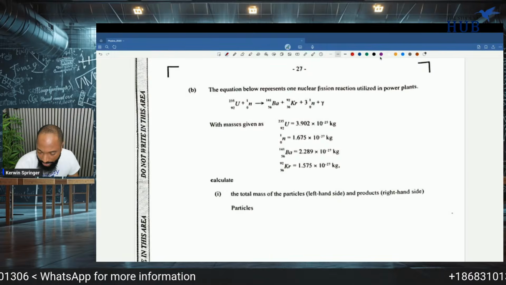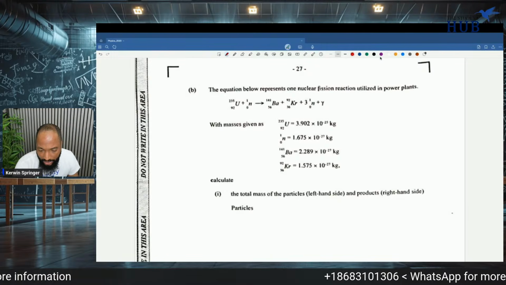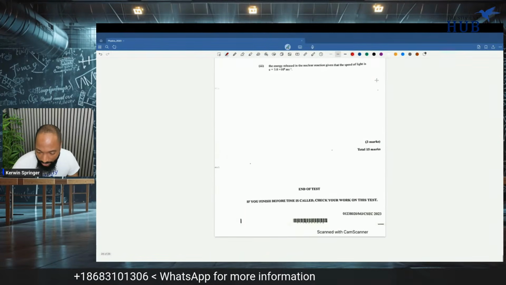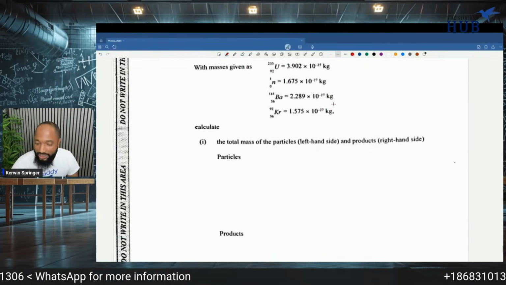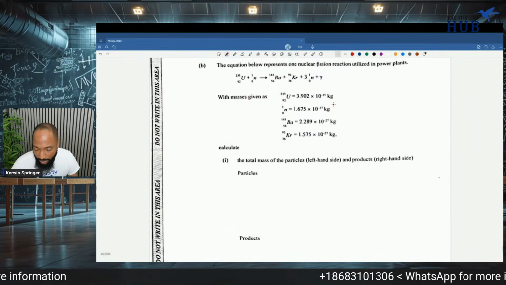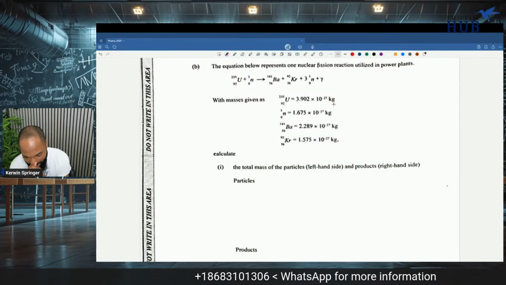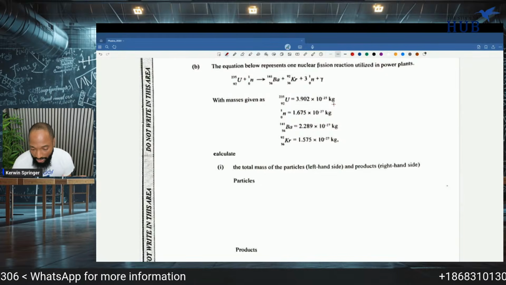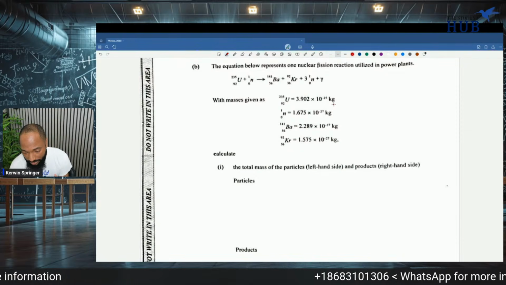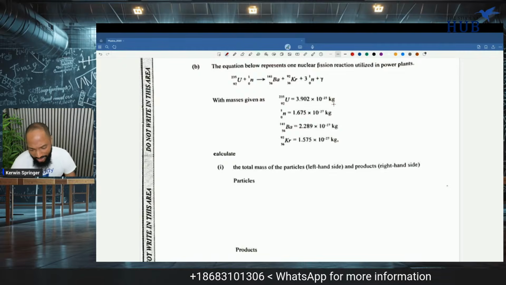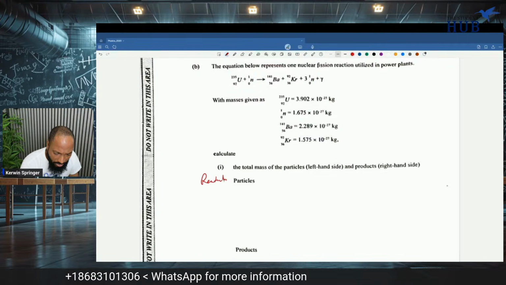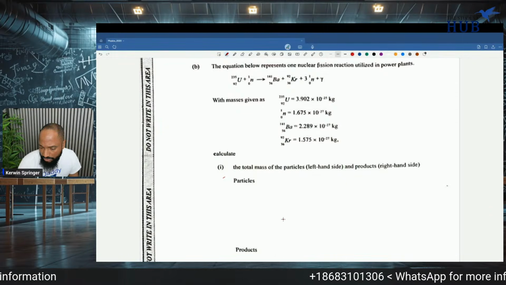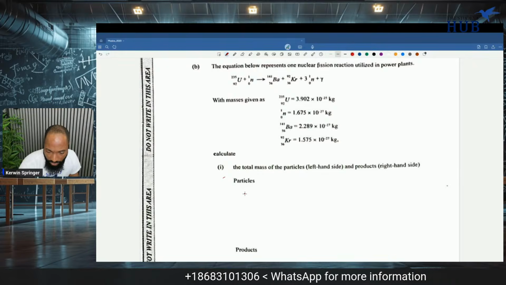The total mass of the left hand side and the products of the right hand side. Wait, this is the last question? I didn't even take into account we're going into the last question here. Last two pages. Let's just collect this and go our way. The total mass of the particles on the left hand side and products on the right hand side. Oh, so they're actually making you work out the mass of particles and products. First time they say particles, why didn't they say reactants? Well, I guess particles is a better word. The starting thing.